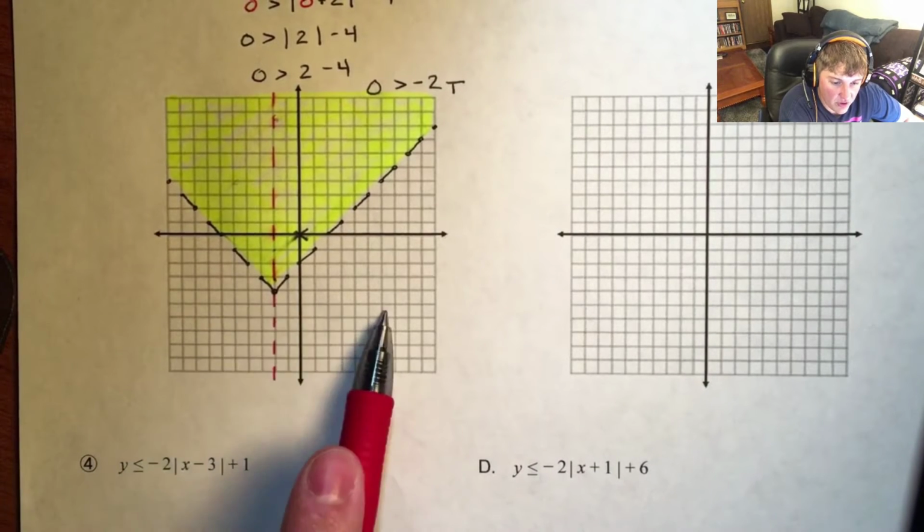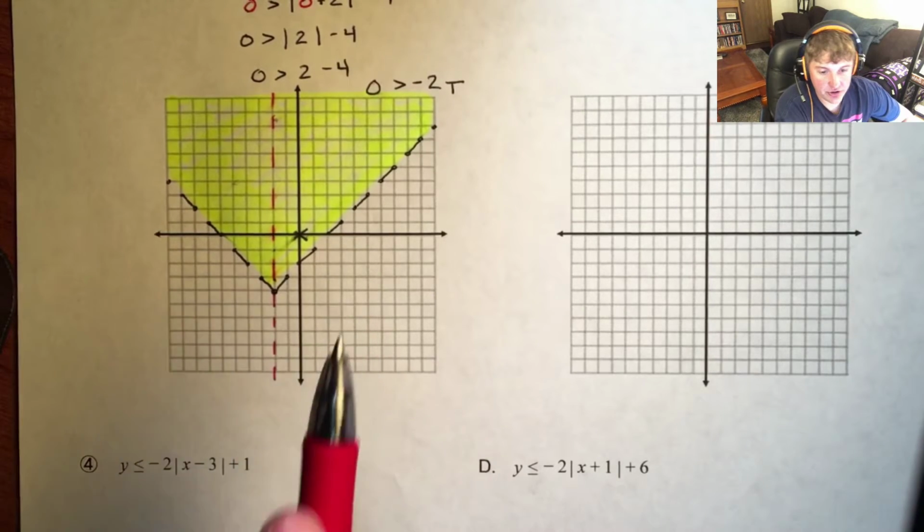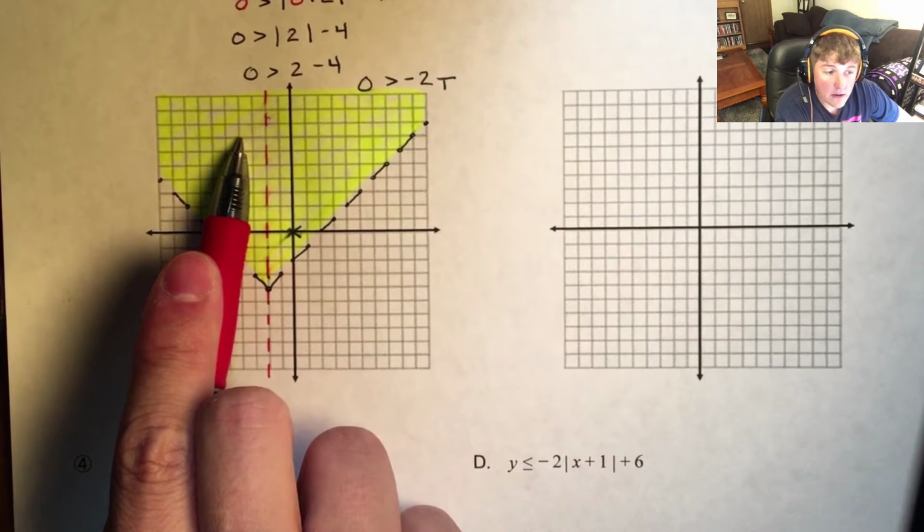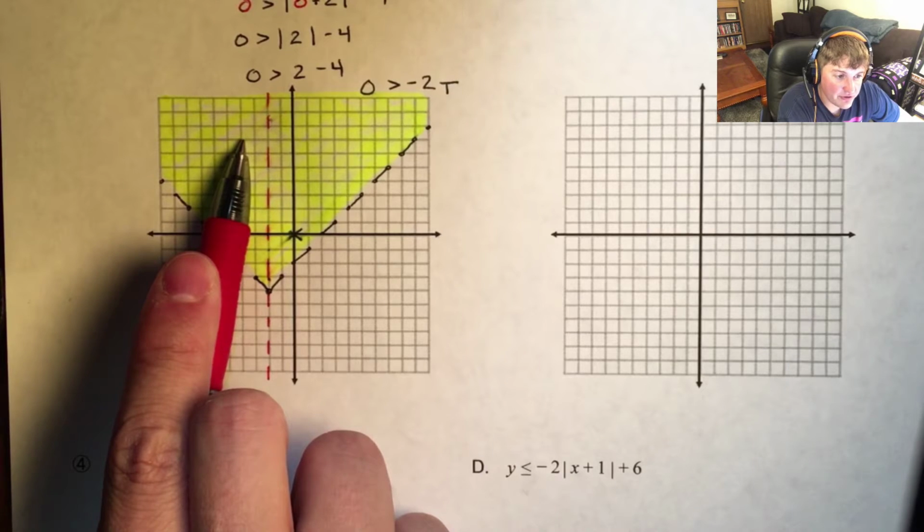Is this ordered pair right here a solution? Hopefully you're saying no, not in the shaded region. Okay, what about here? This one would be. It's inside my shaded region, meaning it's a solution.